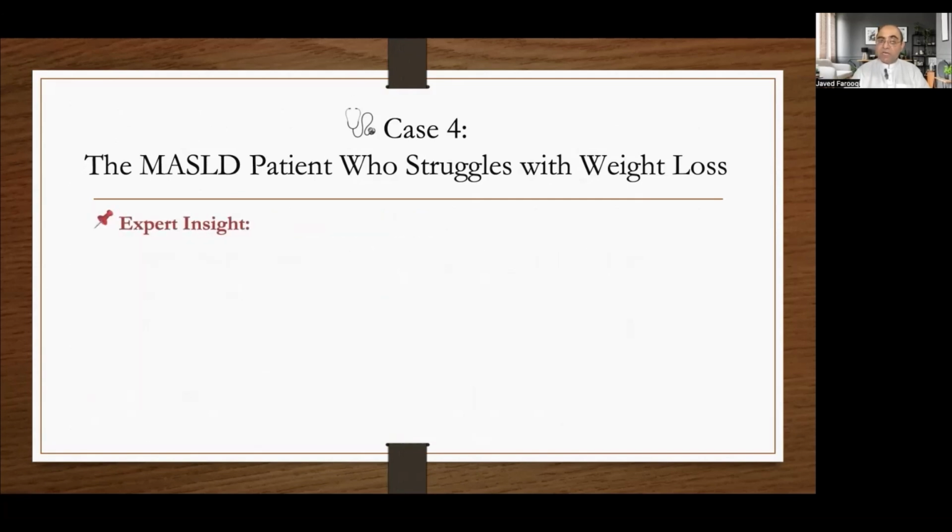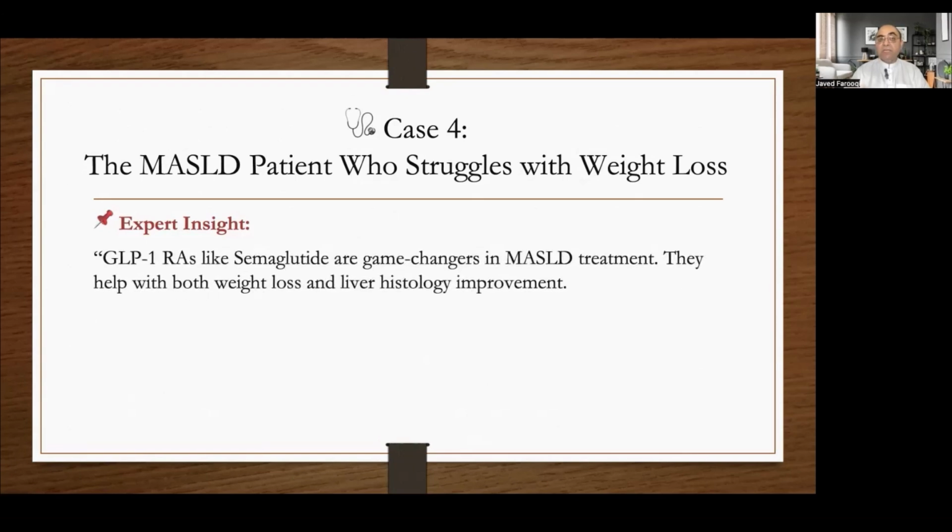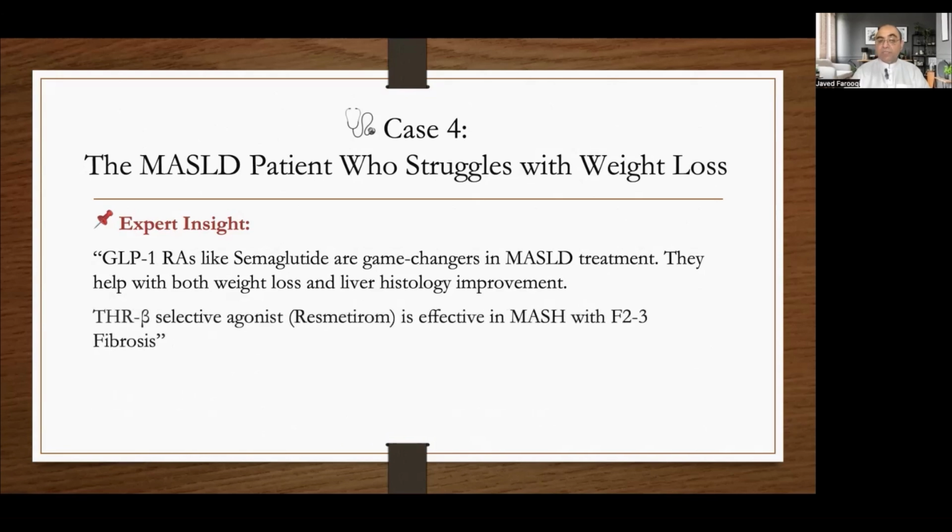So the expert insight in this case is that GLP-1 receptor agonists like semaglutide are game changers in MASLD treatment. They help both weight loss and liver histology improvement. The thyroid hormone receptor beta selective agonist, that is resmetirom, is effective in MASH with F2, F3 fibrosis.